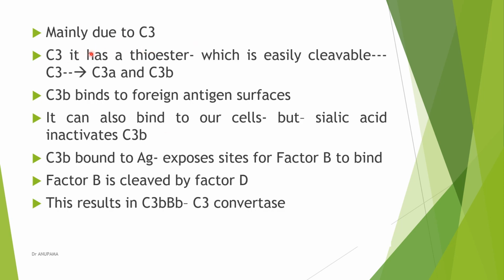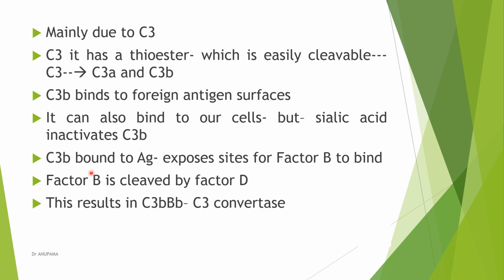The alternative pathway is mainly due to C3, which has a thioester linkage between the C3 and C3b components, and it is easily cleavable. So what you have is C3 and C3b formation. This C3b goes and binds to the foreign antigen surfaces, and it can also bind to our cells, but our cells have sialic acid which inactivates the C3b.